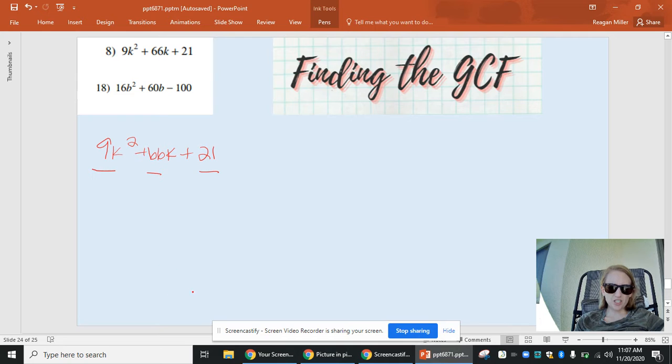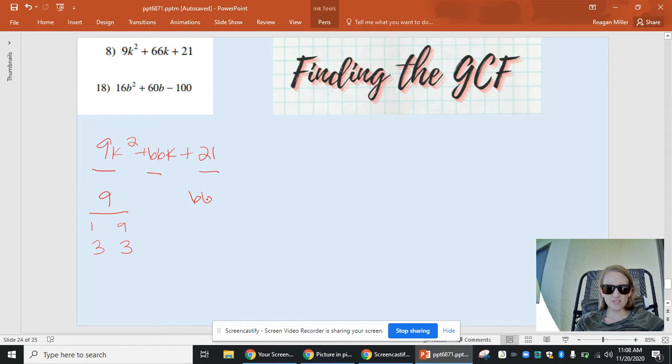Mr. Dietz has shown us a way to do this that is easier for people who are comfortable with the calculator. But first, let's do the old fashioned way. So for 9, I'm just going to think about all the numbers that divide evenly into 9. You have 1 and 9, and 3 and 3.